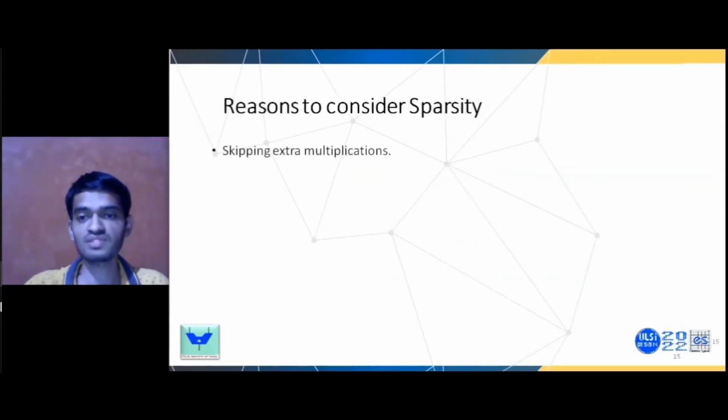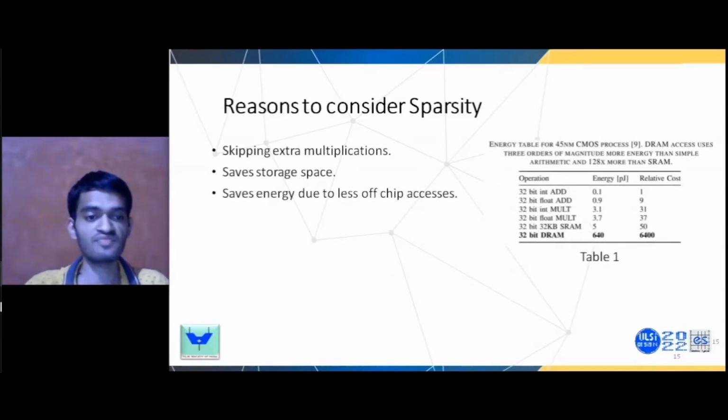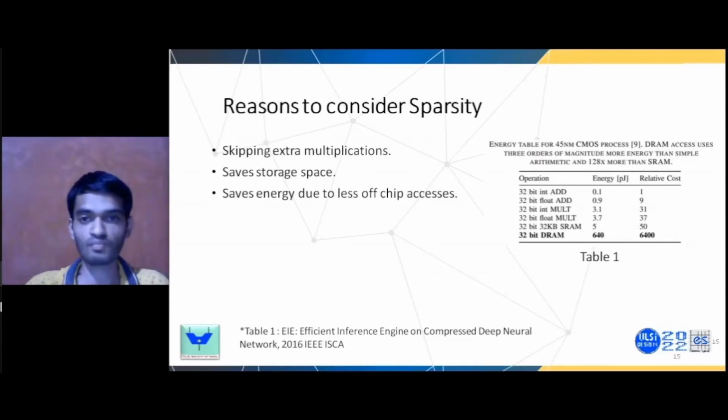So the reasons to consider sparsity are skipping extra multiplications, saving storage space, and saving energy due to fewer off-chip accesses, which can be seen from this table, which has all the arithmetic as well as data transfer operations. Here you can see the relative energy cost of a 32-bit DRAM off-chip access compared to a 32-bit integer addition, which is in the range of 6400. Hence, it is necessary to consider off-chip accesses seriously.